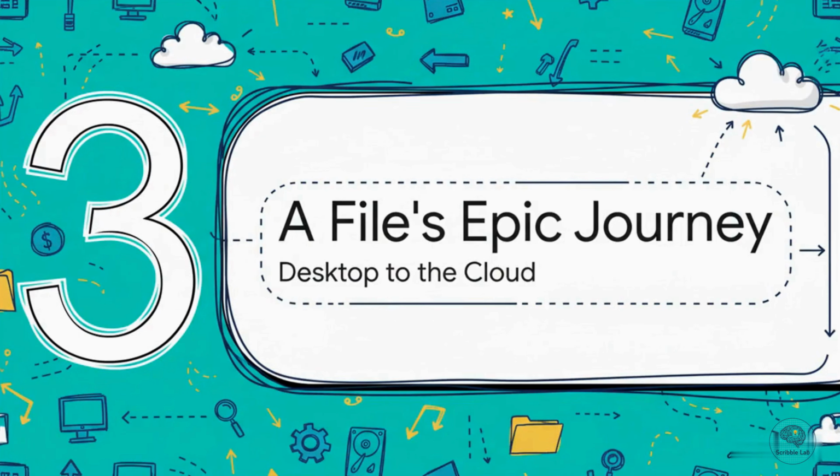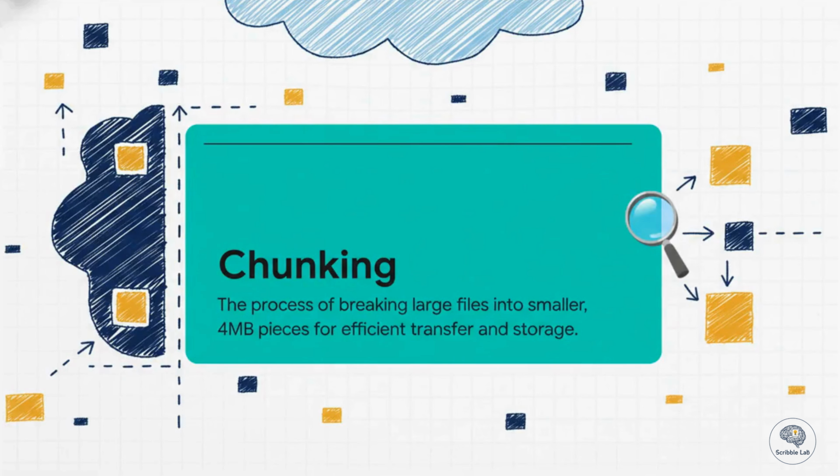All right, we've met the cast. So now let's follow a single file on its journey. What really happens step by step the second you hit save on a document? The very first thing that happens on your computer is a process called chunking. It's super smart. It breaks your file, no matter how big it is, into these small, manageable 4-megabyte pieces called chunks.